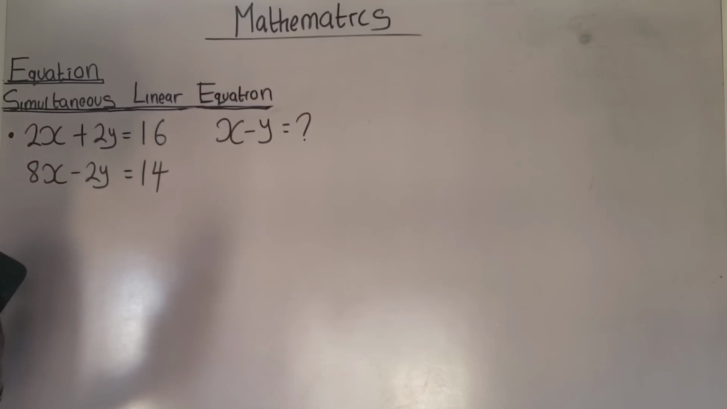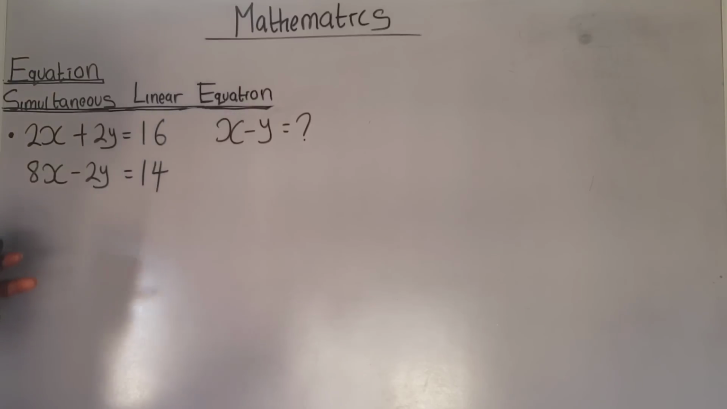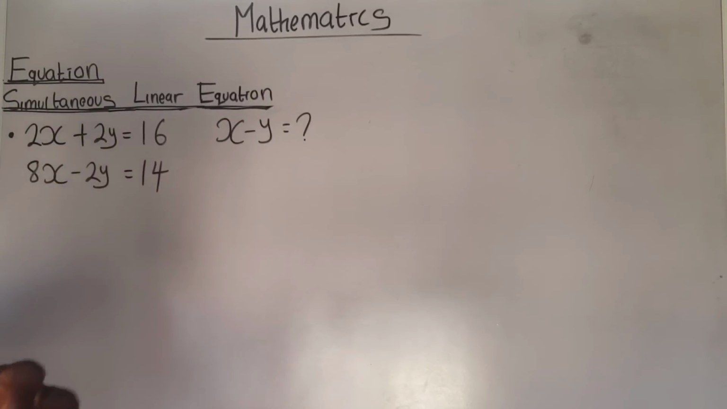But looking at this question, the elimination method is more suitable, because we can easily eliminate one of the unknowns. Which unknown is easy to eliminate? That is y. The reason is because y in both equations has 2 as its coefficient, even though the signs are different. By the time we add these equations together, the value of y will be eliminated. Then we solve for the value of x.